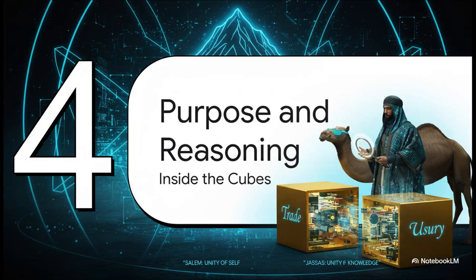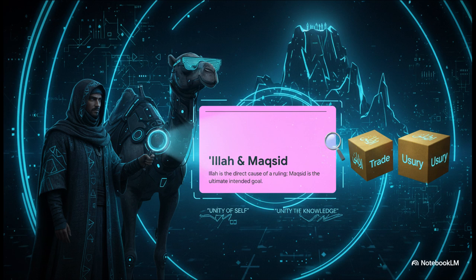All right, Section 4, purpose and reasoning. Let's slice these concepts wide open and see what's really making them tick. To genuinely see what's going on inside, the lens relies on two critical concepts from the sources, illa and maqsid.